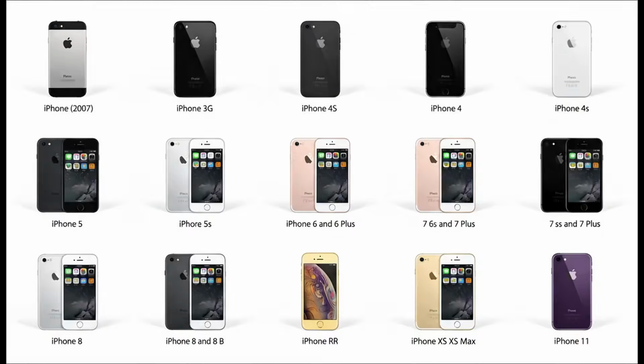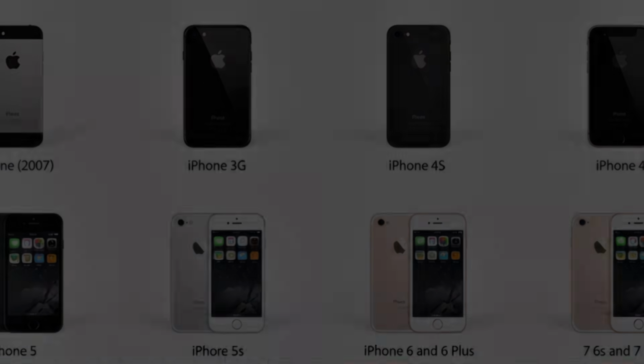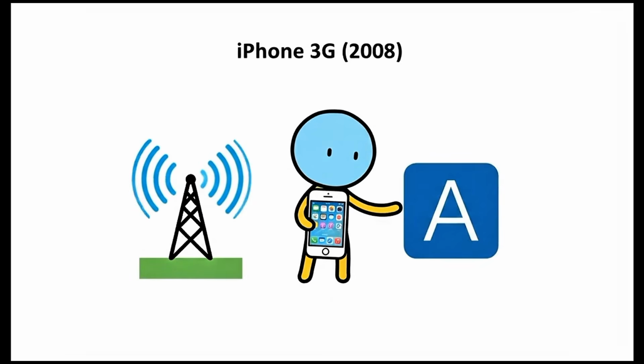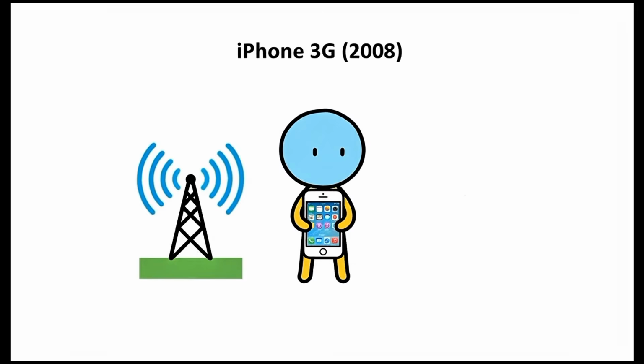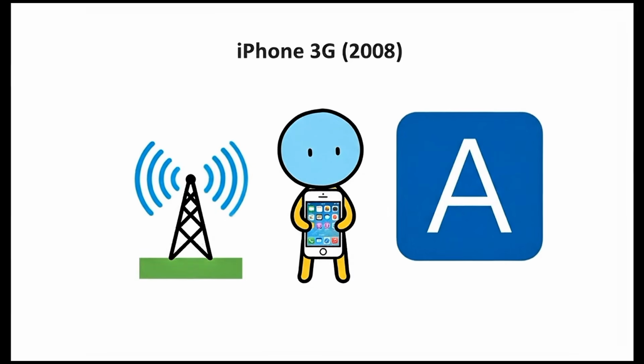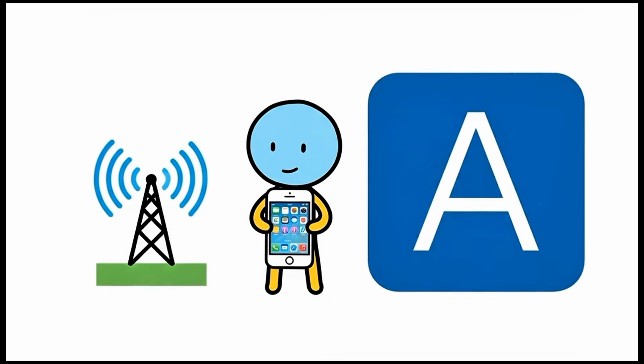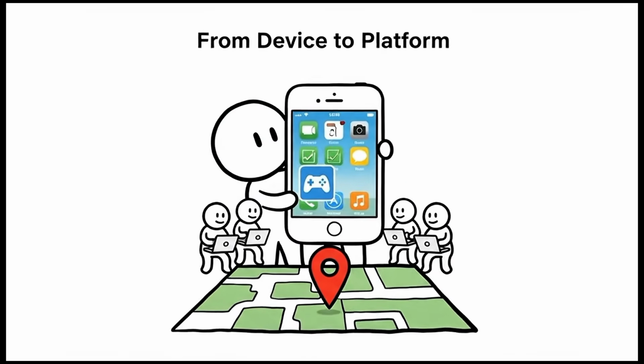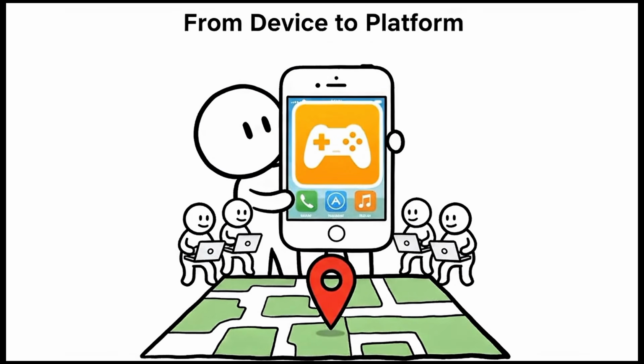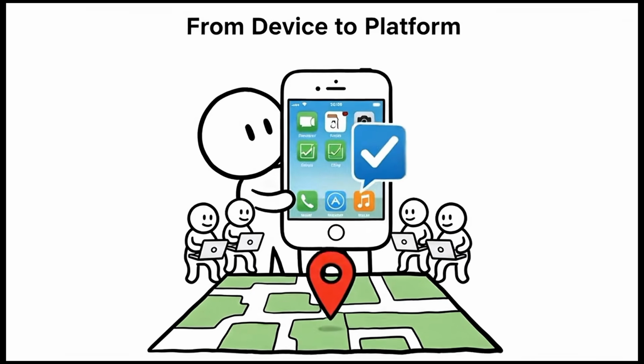iPhone 3G. Released in 2008, the iPhone 3G looked similar to the first model but added faster cellular data and, more importantly, the App Store. That single addition allowed developers to create apps for games, productivity, and social media, turning the phone into a platform instead of just a device.